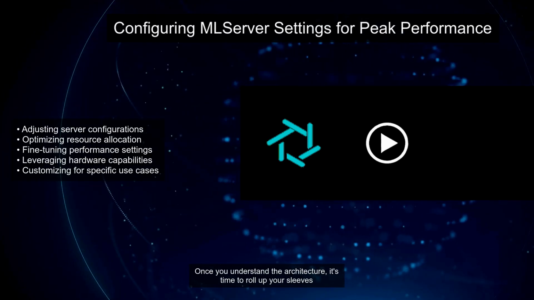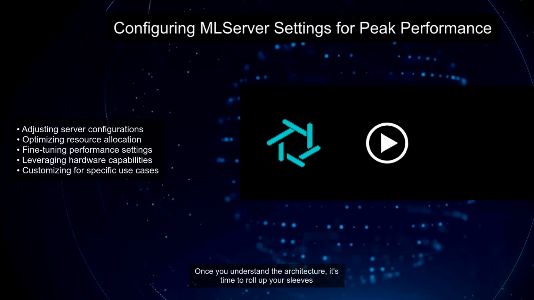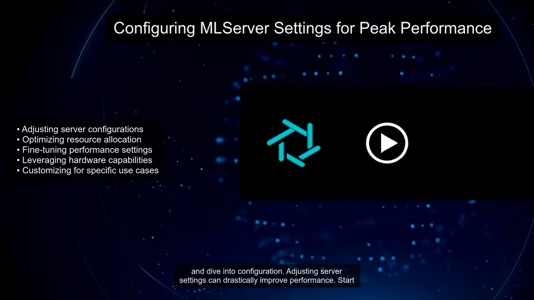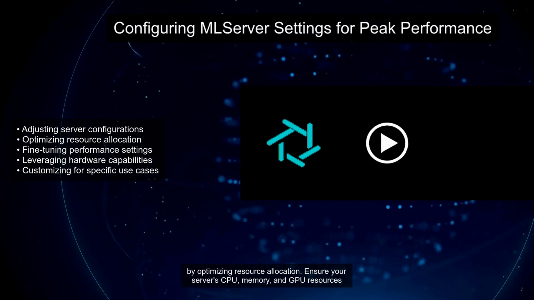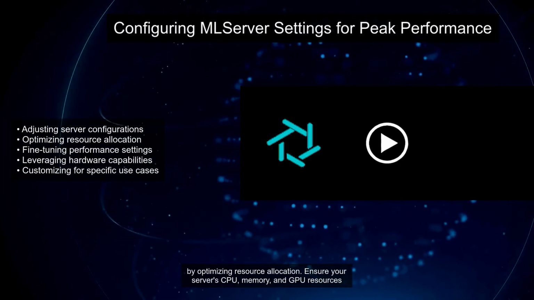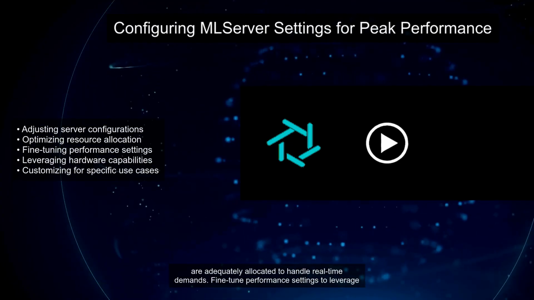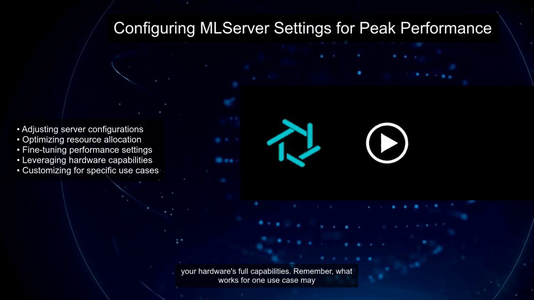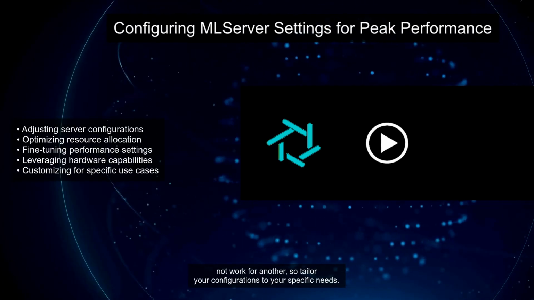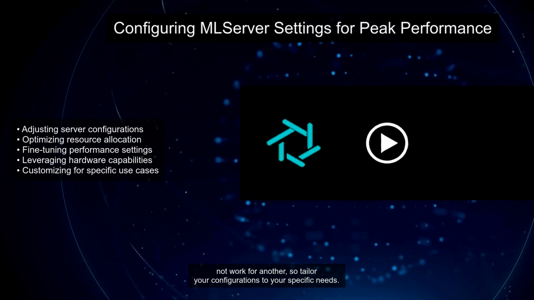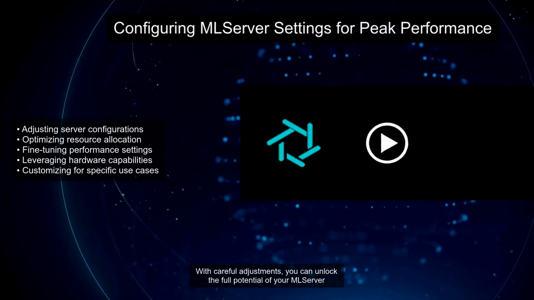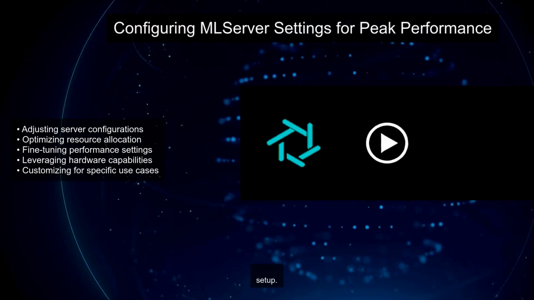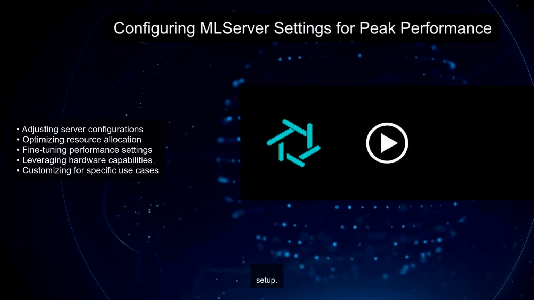Once you understand the architecture, it's time to roll up your sleeves and dive into configuration. Adjusting server settings can drastically improve performance. Start by optimizing resource allocation. Ensure your server's CPU, memory, and GPU resources are adequately allocated to handle real-time demands. Fine-tune performance settings to leverage your hardware's full capabilities. Remember, what works for one use case may not work for another, so tailor your configurations to your specific needs. With careful adjustments, you can unlock the full potential of your MLServer setup.